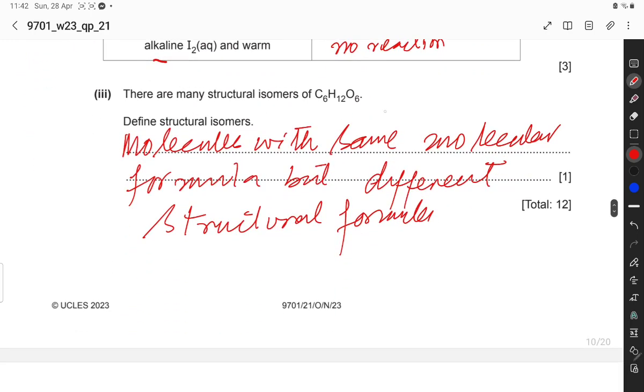There are many structural isomers of C6H12O6. Define structural isomers: molecules having the same molecular formula but different structural formulas, or compounds having the same molecular formula but different structural formula, are isomers.